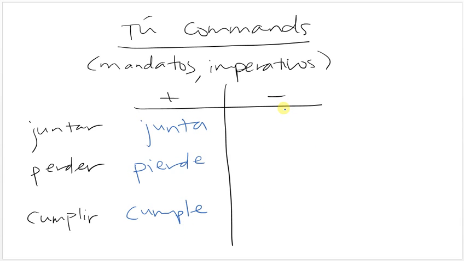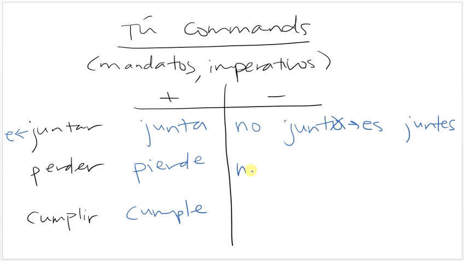For the negative of the command, first of all, it has to start with no, because you're telling somebody not to do something. Then you take the verb, go to the yo, drop the o, and add the opposite ending. So juntar, the yo is going to be junto. We're going to drop the o, and add the opposite ending. The opposite ending for AR verbs is the e ending. So junto, drop the o, add the e, and we have to add an s because we're talking to tú. So it's going to be no juntes. Don't collect or don't gather funds, or whatever it is you're talking about.